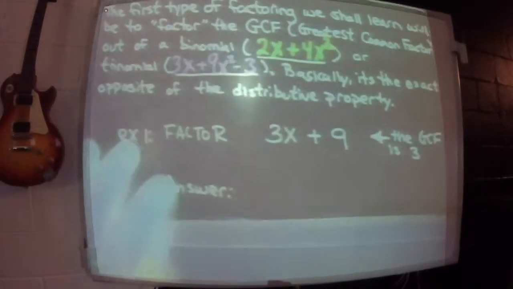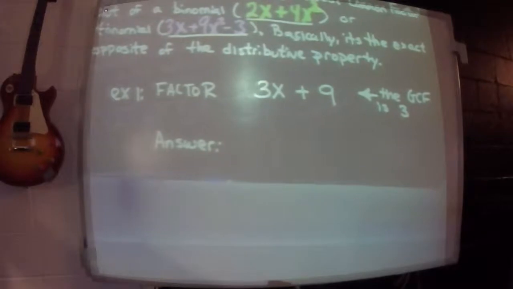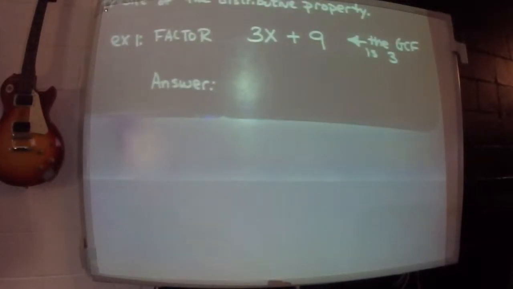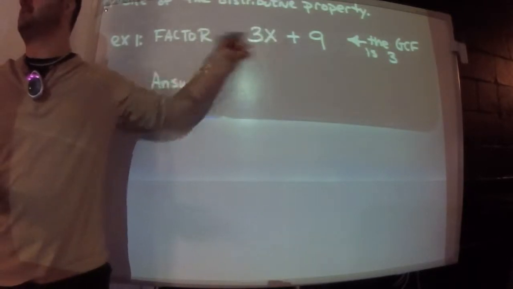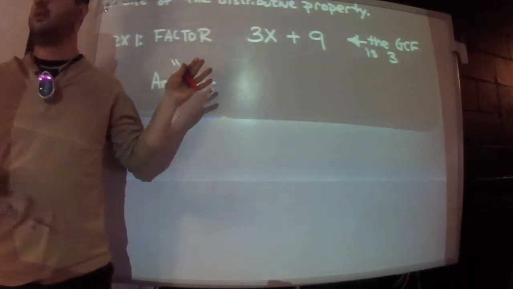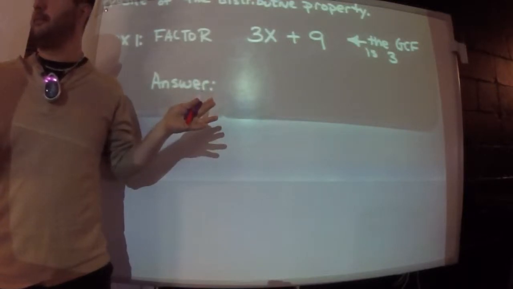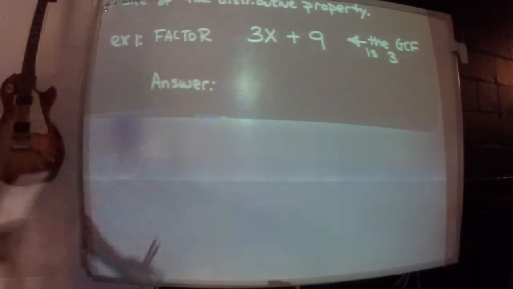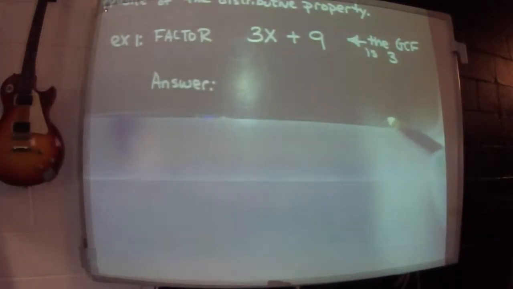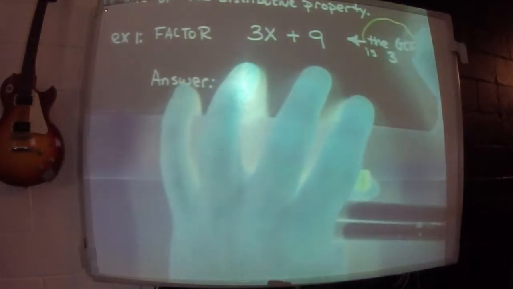So our very first example of how to undistribute is going to be 3x plus 9. Now is this quadratic? No, but I'm trying to make it basic. And how did Josie know it's not quadratic? No x squared. But it is a binomial, right? Okay. So what I'm going to do is look for the GCF, and I wrote it right here. The GCF is 3.